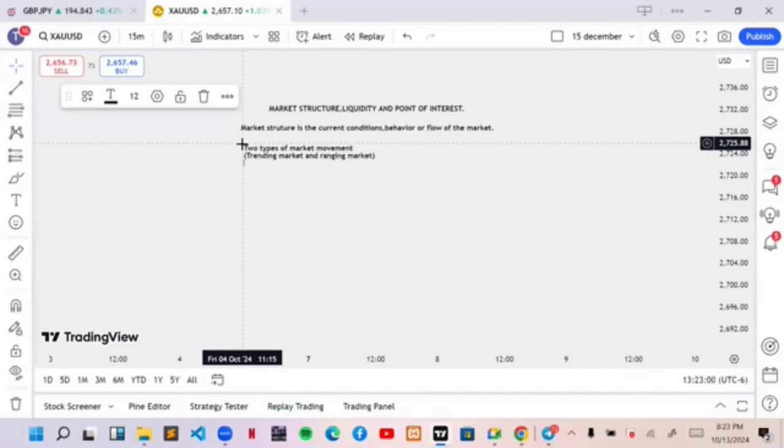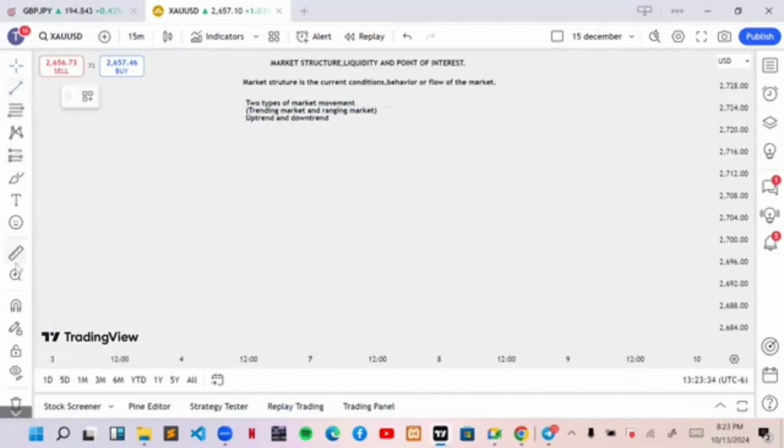So there are two types of market movements, the trending market and then the ranging market. The trending market is when you have the uptrend and your downtrend. An uptrend is when the market is making a series of higher highs and higher lows. It means that for each high the market has, the next high is going to be higher than it, and the next one that comes up is going to be higher still. And for each low that comes up, the next one is going to be higher than it. So it's basically the market trending up, making a series of higher highs and higher lows.